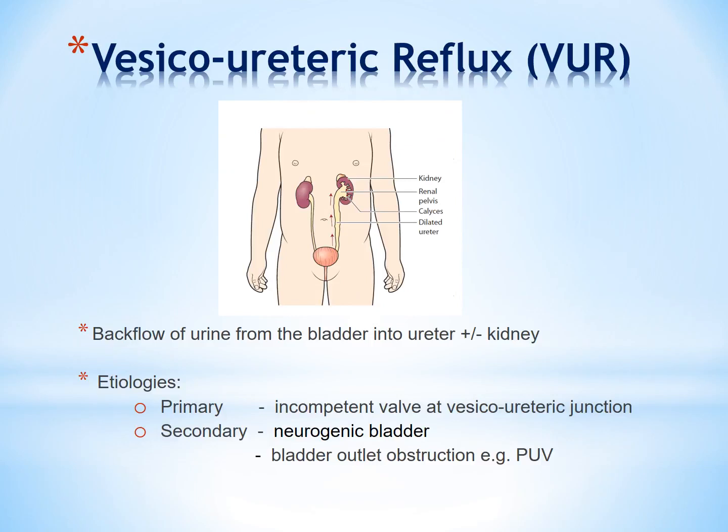Vesicoureteric reflux is a condition where there is backflow of urine from the bladder into the ureter, and in more severe cases, up to the kidney leading to hydronephrosis. The etiologies can be primary or secondary. In primary VUR, there is genetic predisposition although the exact mode of inheritance is unclear. In this case, the functional valve at the vesicoureteric junction is incompetent, leading to reflux of urine from the bladder into the ureter. In secondary VUR, the reflux occurs because of either neurogenic bladder, or bladder outlet obstruction such as in posterior urethral valve.